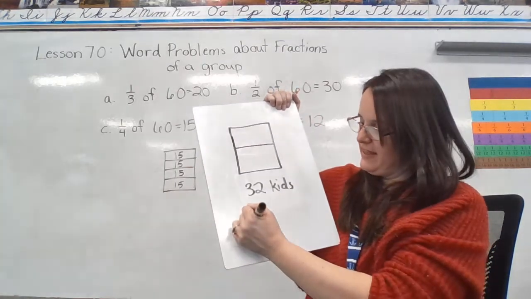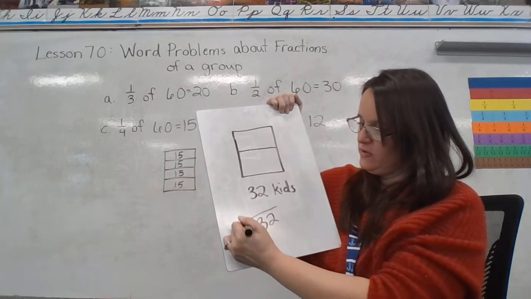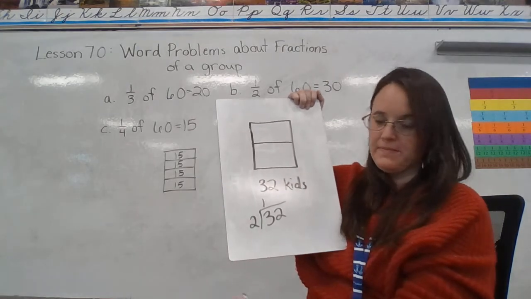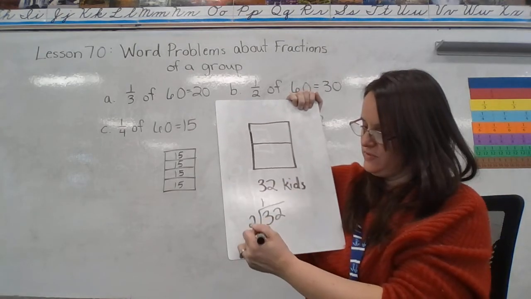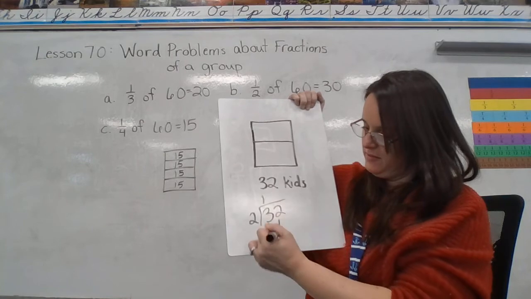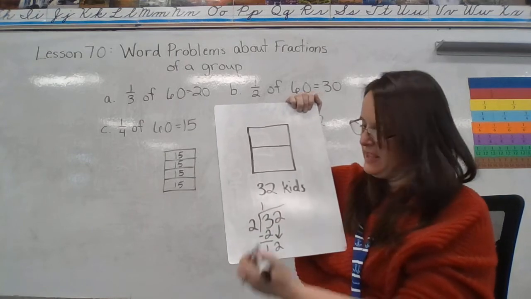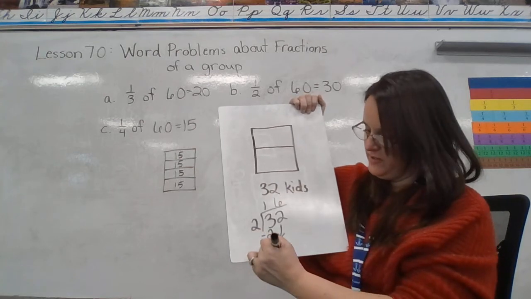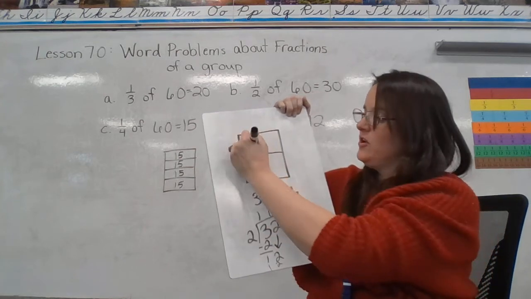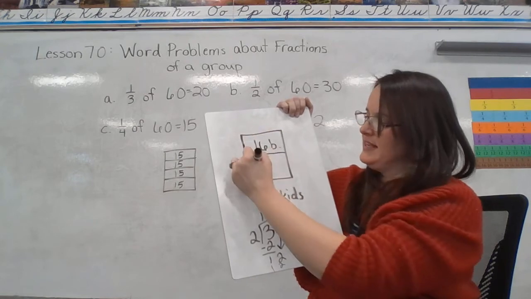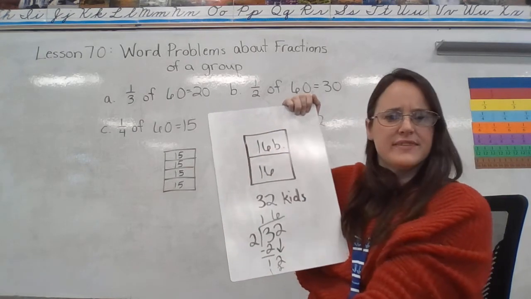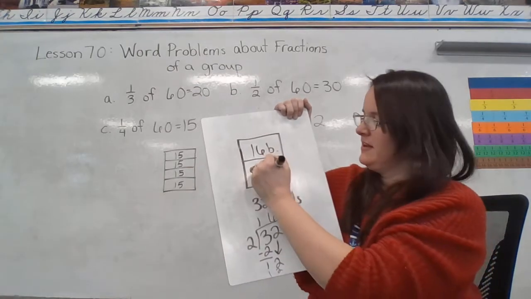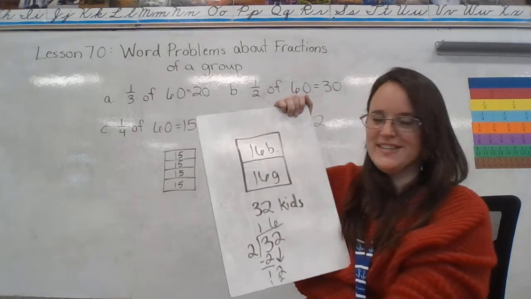If you don't have that memorized, you could divide it. 2 goes into 3 one time. 1 times 2 is 2. Subtract. Bring down your next digit. 2 goes into 12 6 times. 6 times 2 is 12, no remainder. So there were 16 boys. If we had 32 kids and 16 boys, the other ones will be 16 girls.